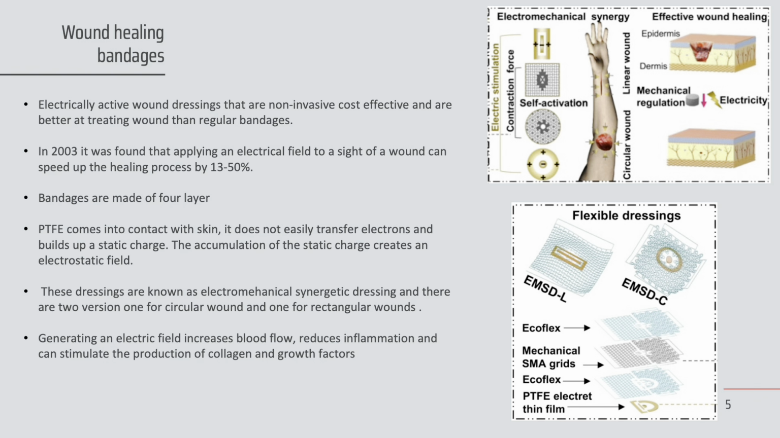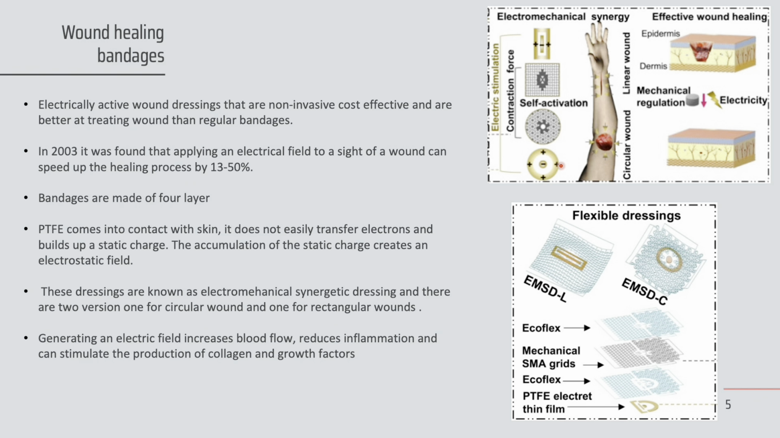These dressings are known as electromechanical synergetic dressings, and there are 2 versions, one for circular wounds and one for rectangular wounds. Generating an electric field at a wound is useful as it helps increase blood flow, which helps bring more oxygen and nutrients to the area. It can reduce inflammation by stopping the production of pro-inflammatory molecules, and it can help stimulate the production of collagen and growth factors. Growth factors help in the proliferation and differentiation, and collagen helps to form new blood vessels and tissues.